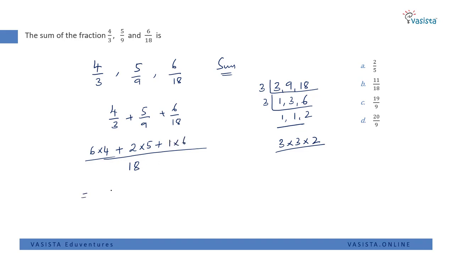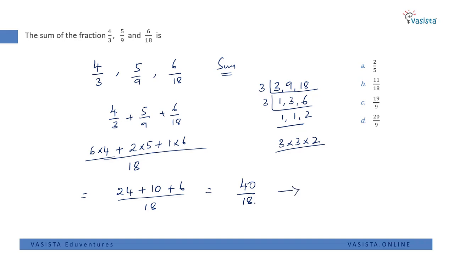Now multiply it, that is 6 4s are 24 plus 5 2s are 10 plus 6 1s are 6, that divided by 18. Now 24 plus 10 is 34, 34 plus 6 is 40. This will become 40 by 18. So further simplification is possible, you must simplify it.